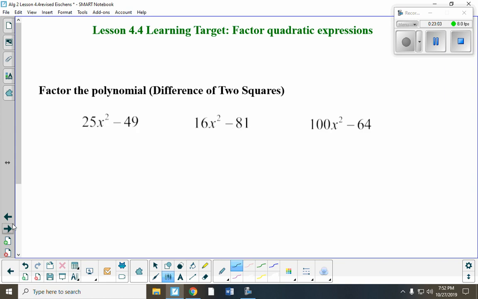All right, now these are called the difference of two squares. So again, here you have a square and a square, but notice there's not a middle term here. And you're subtracting the squares, so that's why it's called the difference of two squares. And these are kind of neat too.